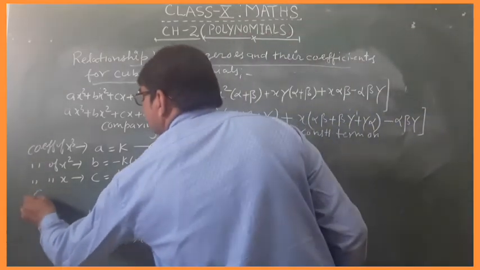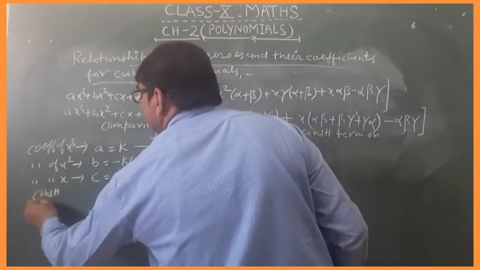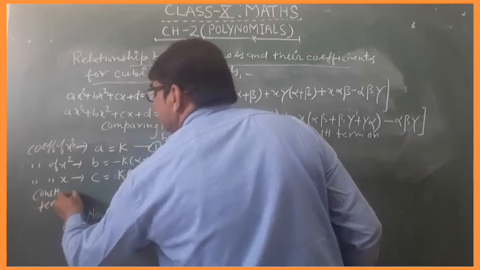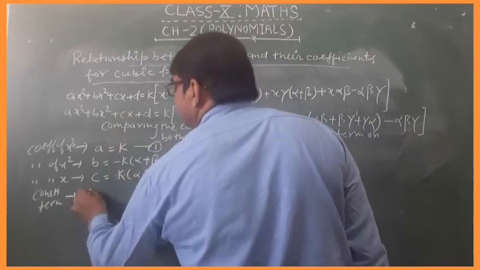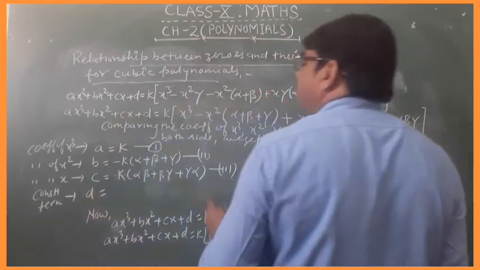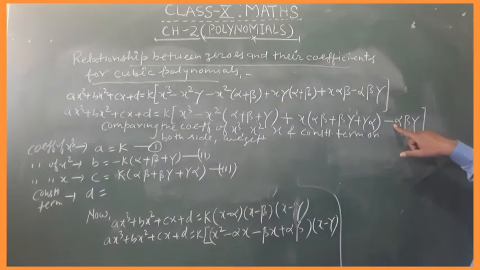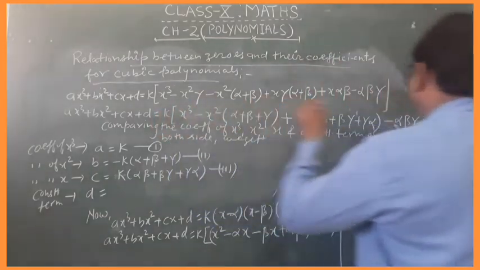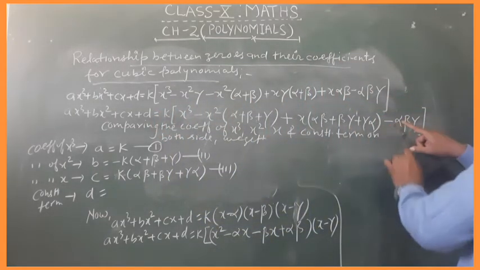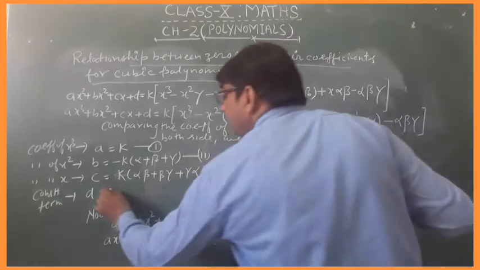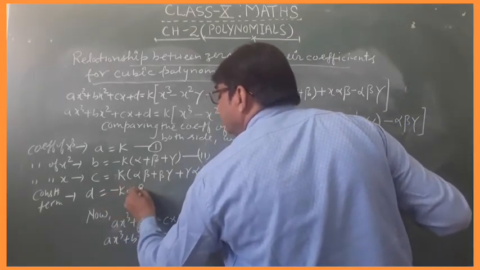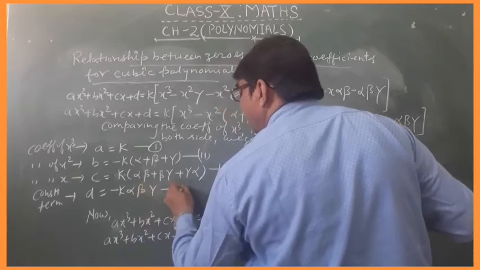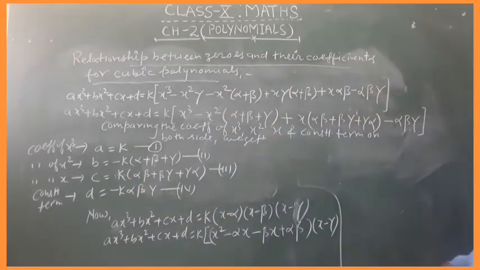And now the constant term is d here. d is equal to what? If you multiply it by k into minus αβγ, then what we get? Minus k into α into β into γ. This is equation number 4.